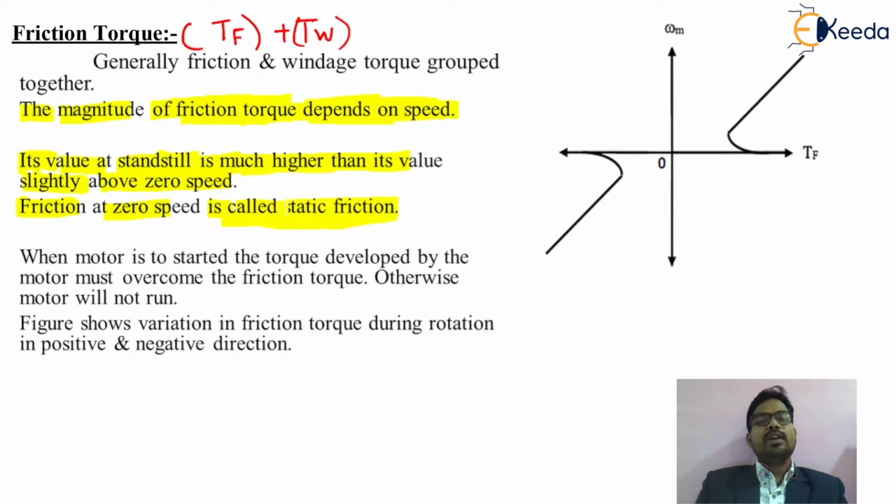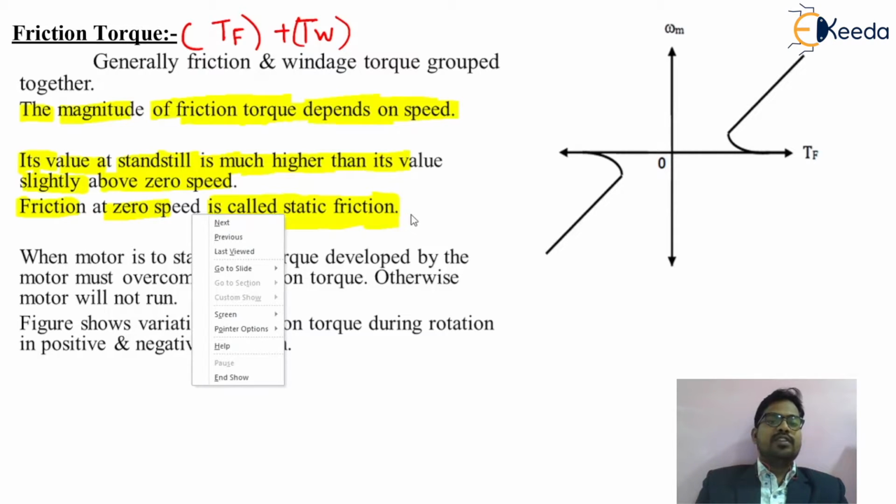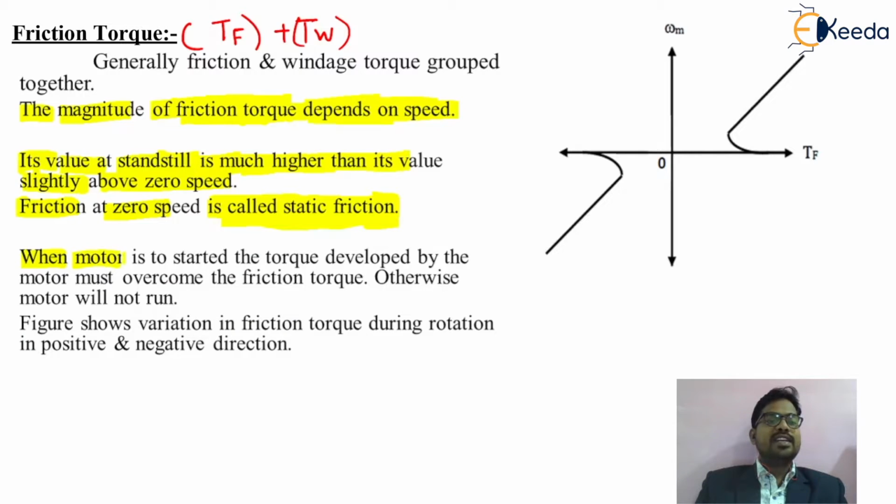To overcome that static friction and get your motor started, the motor must have the capacity to overcome the static friction. When we say the motor is started, the torque developed by the motor must overcome the friction torque, otherwise the motor will not start. Such torque is called the static friction torque. So if you want to start the motor, the torque developed by the motor must be greater than the static friction torque, and only then will your motor run.